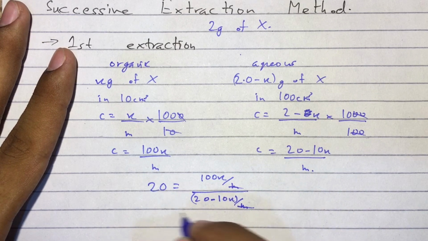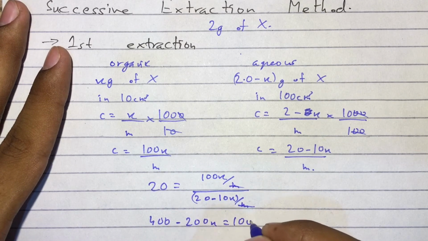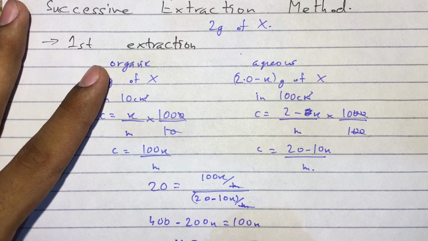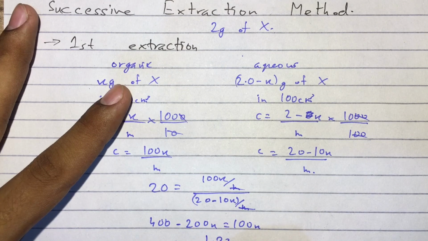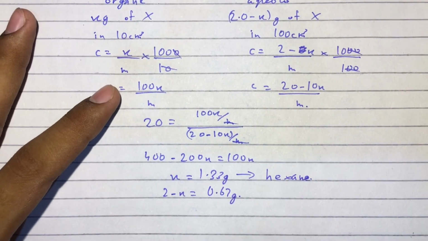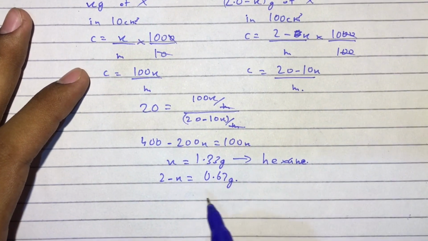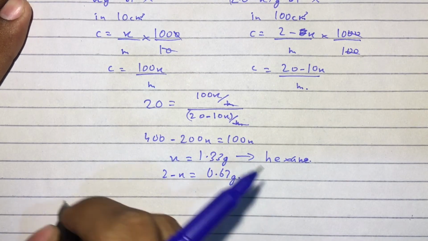So it's basically 400 minus 200x equals 100x, x equals 1.33 grams, and 2 minus x equals 0.67 grams. So 1.33 grams got extracted into the hexane, and in the water 0.67 grams remained. Then we go towards the second extraction.